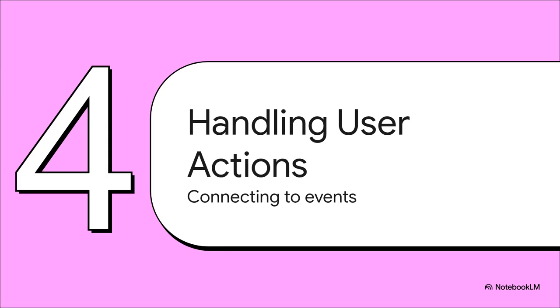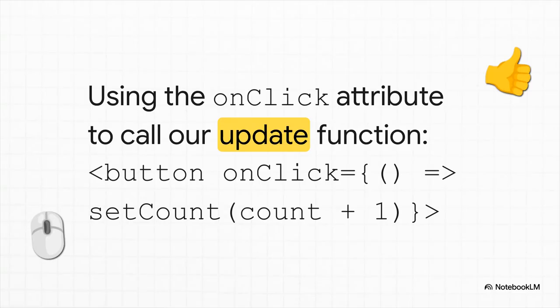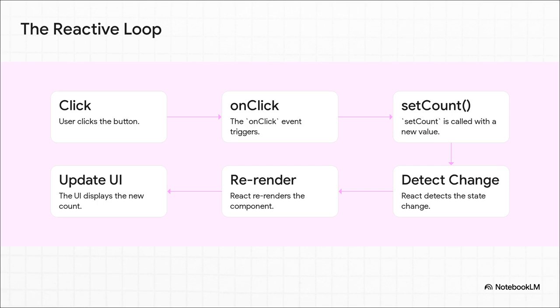Okay, so our component officially has a memory. Awesome. Now let's connect it to what the user is actually doing, like, say, clicking a button. So what we do is we use the onClick attribute to tell our component, hey, when this button gets clicked, I need you to run our special function, setCount, and update the memory to be one more than it was before. And this illustrates the whole reactive loop perfectly.